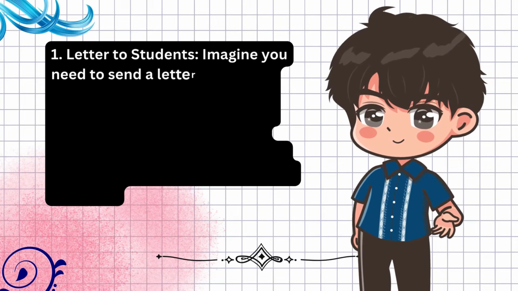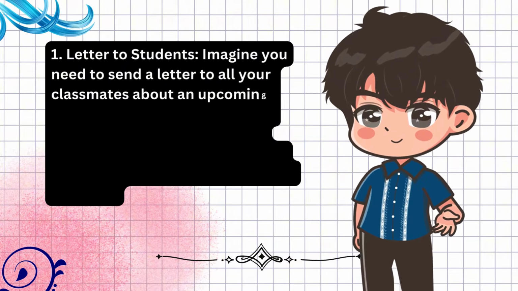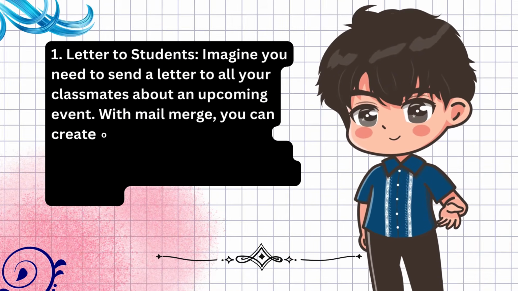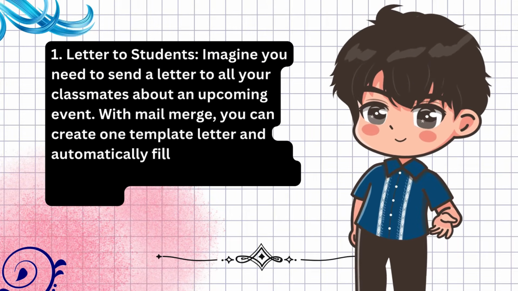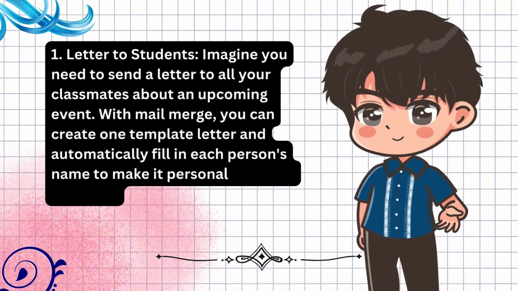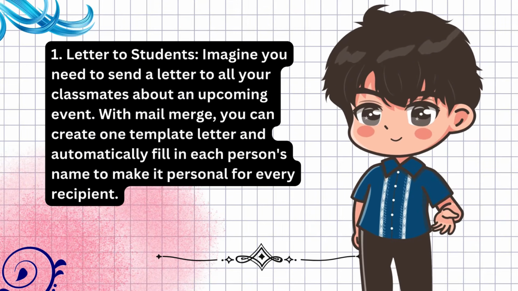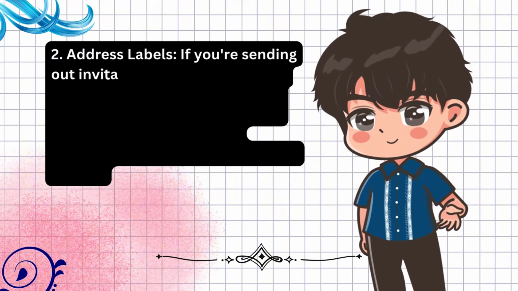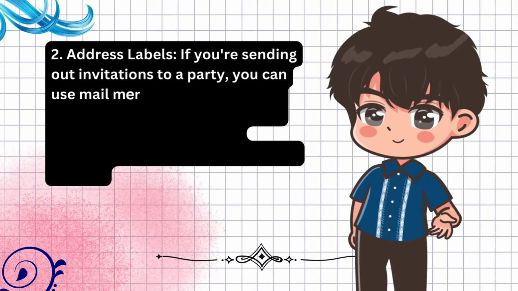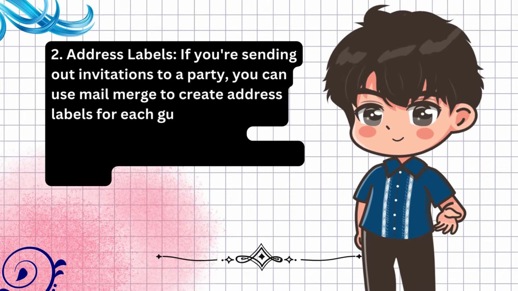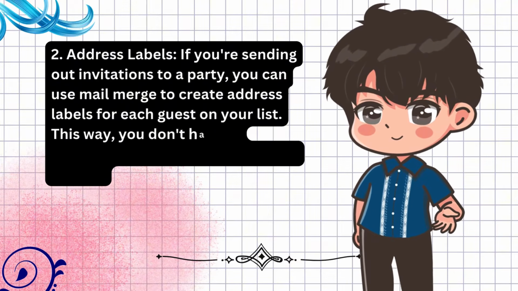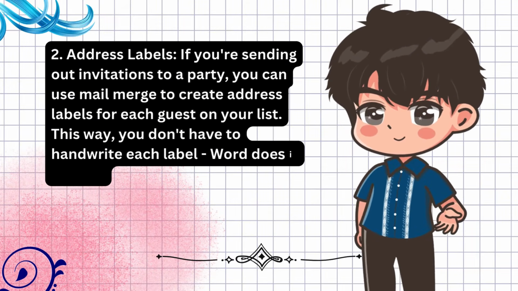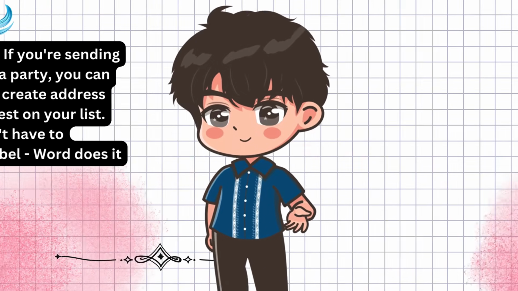Imagine you need to send a letter to all your classmates about an upcoming event. With Mail Merge, you can create one template letter and automatically fill in each person's name to make it personal for every recipient. 2. Address labels. If you're sending out invitations to a party, you can use Mail Merge to create address labels for each guest on your list. This way, you don't have to handwrite each label, Word does it for you.